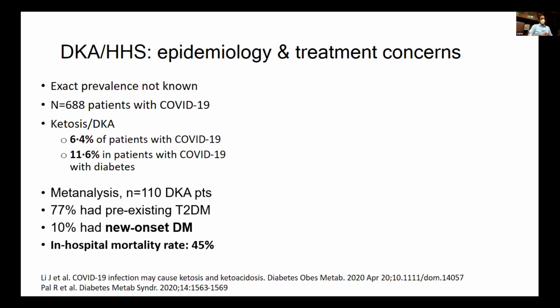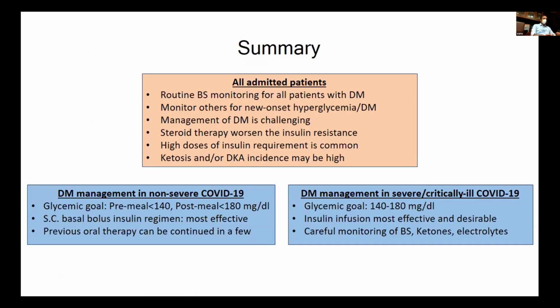And the other thing which is really significant is that those who have DKA have a very high risk of mortality. So here is one part where the physician, or someone from the intensive care specialty, or somebody with a virtual or telephonic contact with an endocrinologist, should be consulted if you find a patient of DKA. So to summarize, all admitted patients of COVID should have routine blood sugar monitoring, even if they do not have diabetes. We should monitor these patients for new onset hyperglycemia or diabetes. So at least once a day monitoring should be done, even if they do not have diabetes.